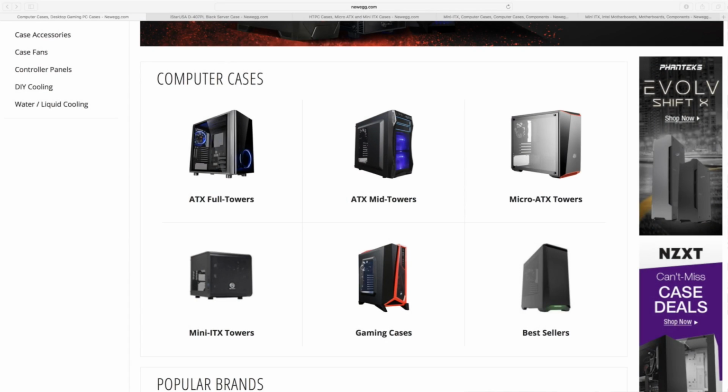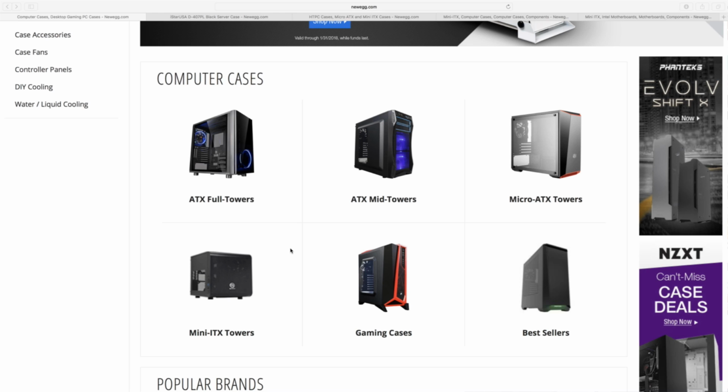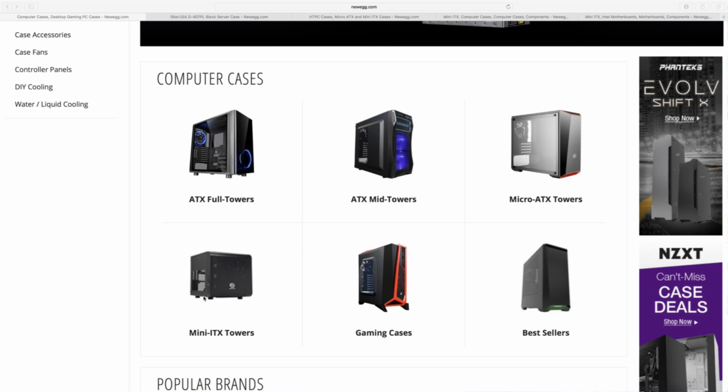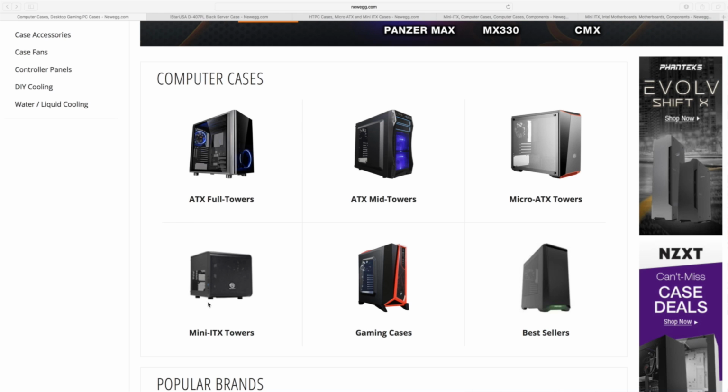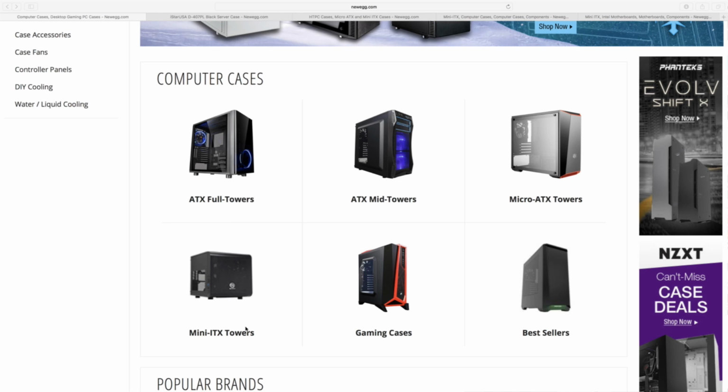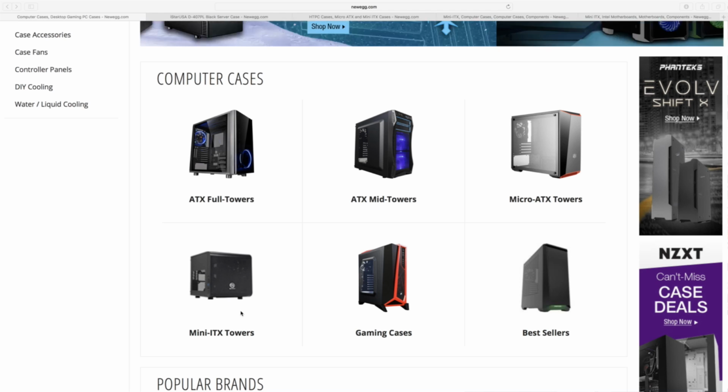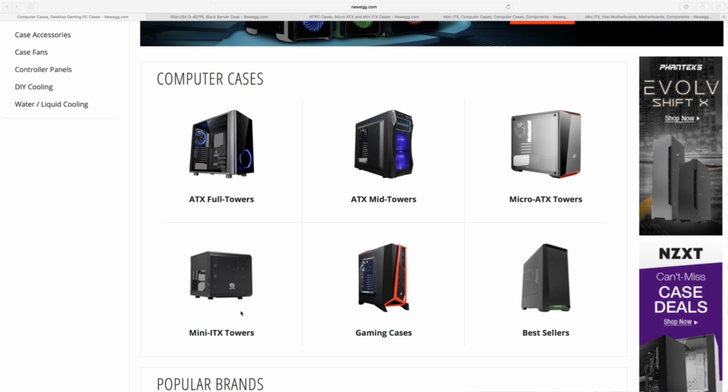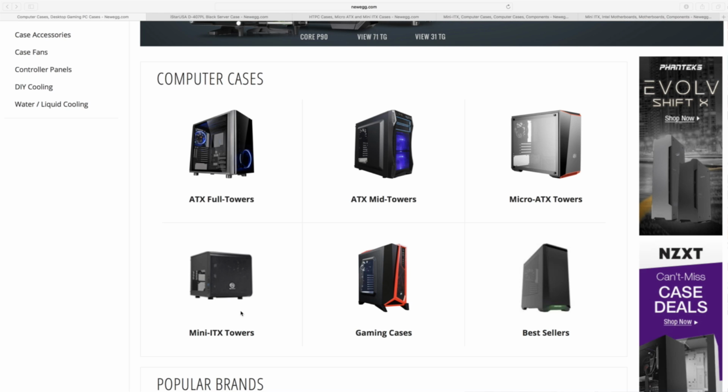So let's go over to newegg.com and take a look at some of the different types of cases that there are. This is the basic tower type case. If we look at this, we see ATX. ATX is a form factor for components. So you have ATX full towers, ATX mid towers, micro ATX towers, mini ITX towers. When you're taking a look at tower computers, these are essentially computers that stand vertically. This is probably the standard type of computer you're used to nowadays. And the idea with this is it's most likely going to be sitting on the floor beside your desk.